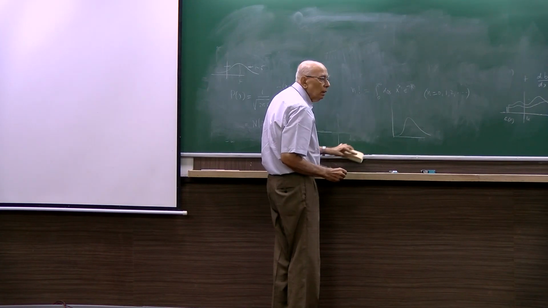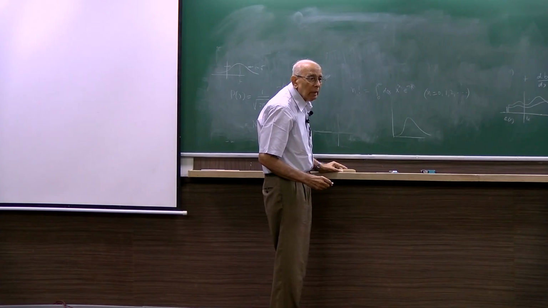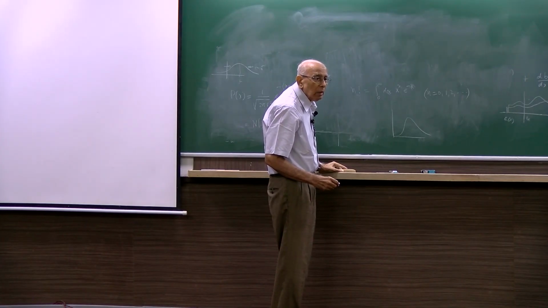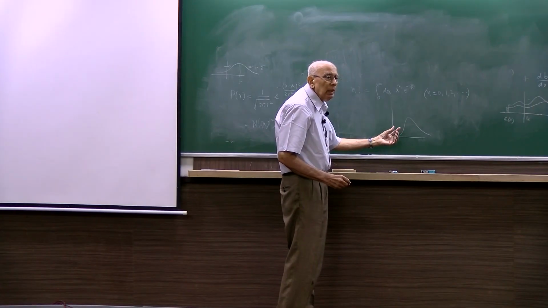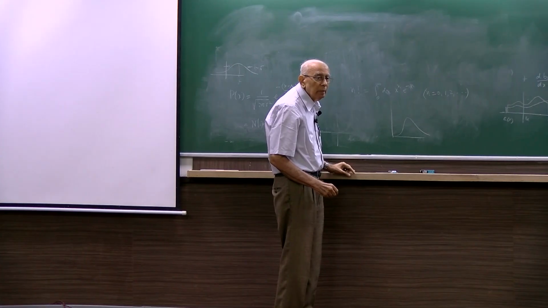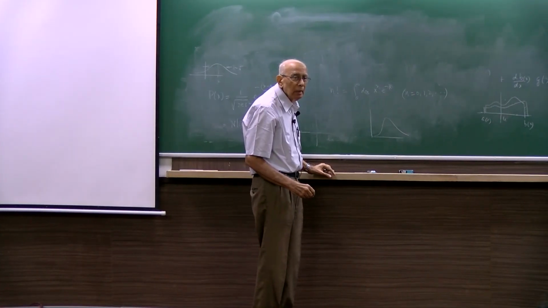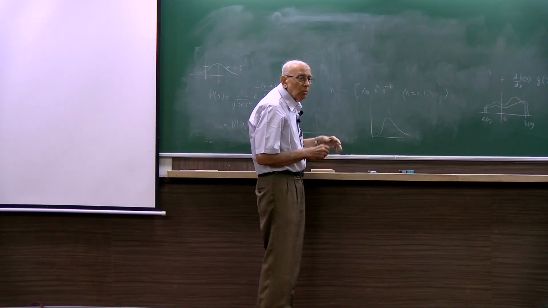Sir, what reason do we have to believe that there's a symmetry in this graph? It's not symmetric. It's not symmetric at all. As n gets larger and larger, I'll show you very shortly that this peak gets narrower and narrower and higher and higher. But this is what I expect, and I need to prove it.